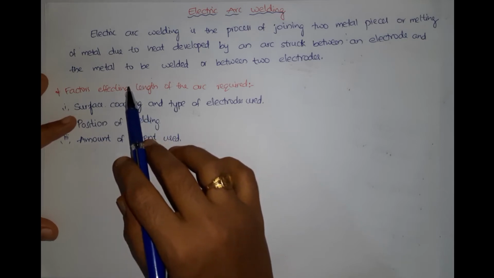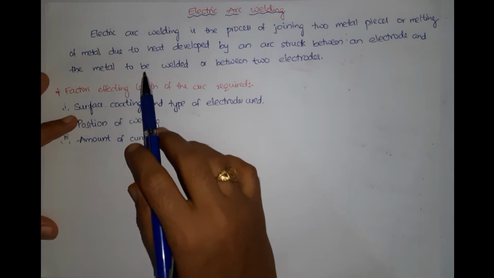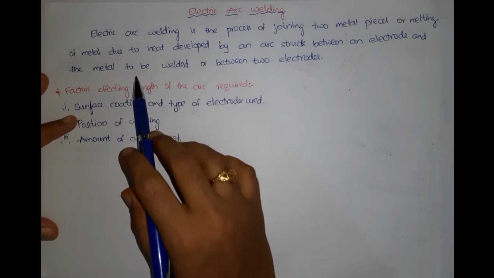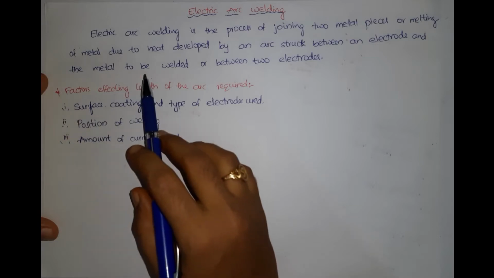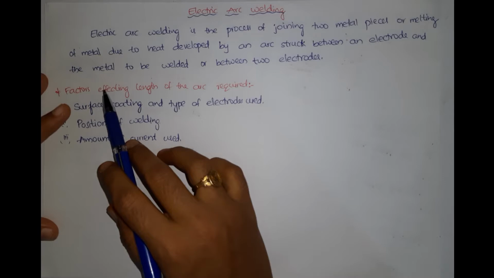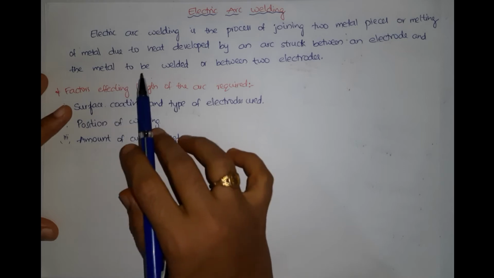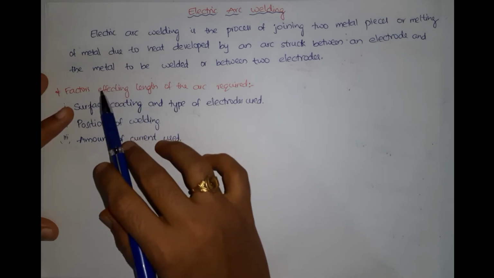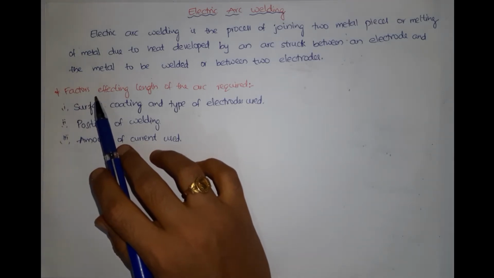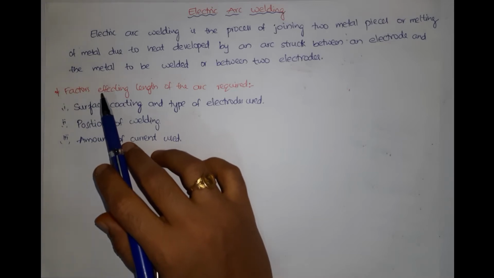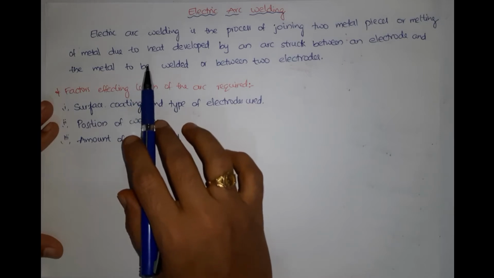What is happening here is, some amount of electricity flows through the metal piece or an electrode, due to which an arc is developed. Due to that arc, heat is developed. When the two metal pieces to be welded are withdrawn, the gap between them gets ionized. Due to the ionization of the gap, there is a conducting medium for the current through the air gap, due to which some amount of heat is produced. That heat will melt the metal to be welded. That is what happens in electric arc welding.